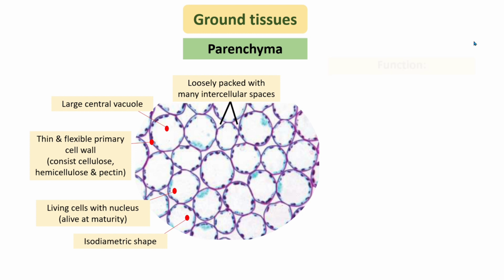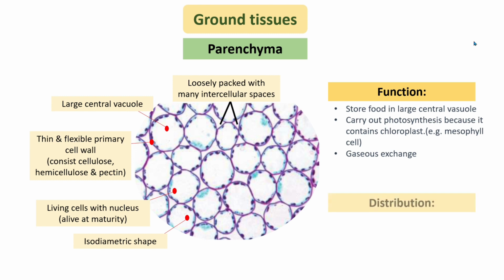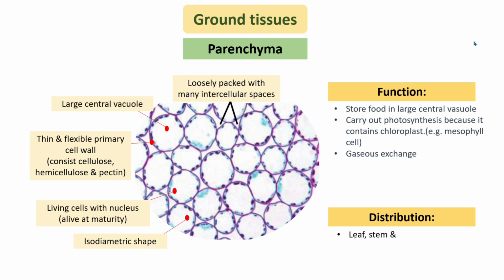Functions of parenchyma are to store food in the large central vacuole. It is able to carry out photosynthesis because it contains chloroplast, for example, mesophyll cell. It allows gaseous exchange to occur due to the presence of many intercellular spaces. The distribution of parenchyma is at the leaf, stem, and root.